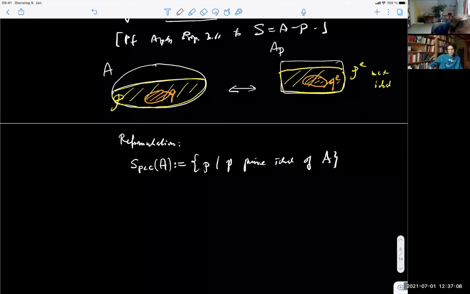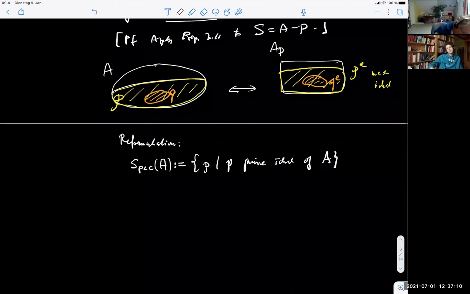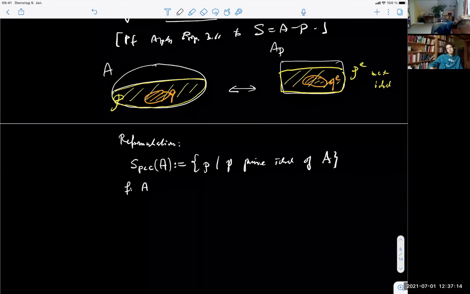Actually, one gets a functor. So the map F, the ring homomorphism, to a localization, let's say AP, induces a pullback map. It goes in the other direction. It goes from the spectrum of AP to the spectrum of A.